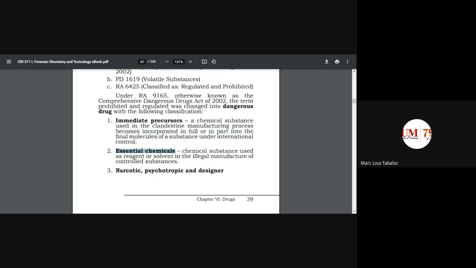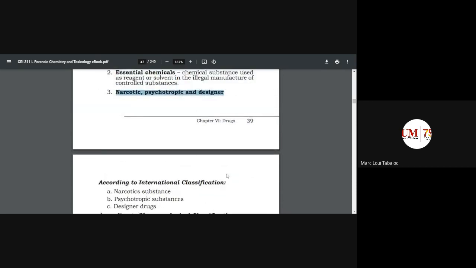Next, we have essential chemicals. Of course, essential, importanteng mga chemical substances to na ginagamit either as reagent or solvent sa manufacturing ng illegal drugs or controlled substances. Third classification, yung mga narcotics, psychotropics, and mga designer drugs. Okay? Designer drugs, they are basically not branded drugs, but they mimic the effects of those legal drugs. Kino-consider silang illegal itong mga designer drugs dahil walang copyright, walang patent, or may other side effects itong mga drogang to, which is of course prohibited.